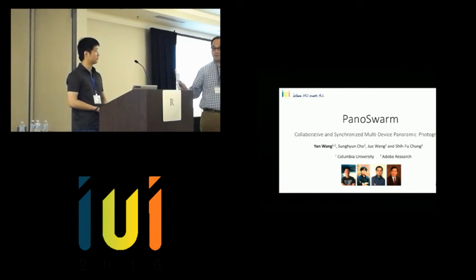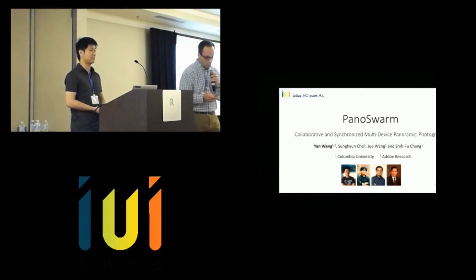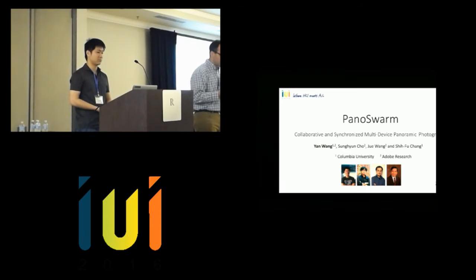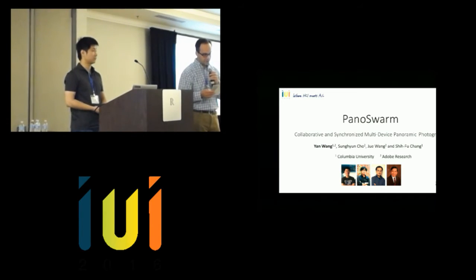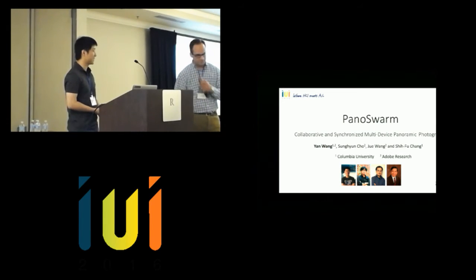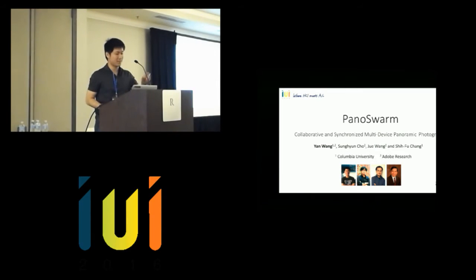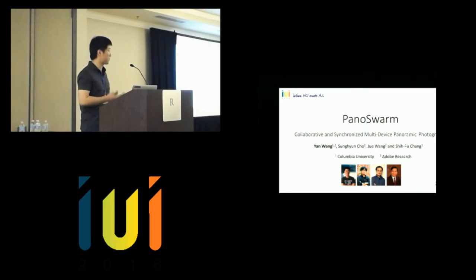And our first speaker today is Yan Wang from Columbia, and he'll be talking about a paper called Panoswarm, Collaborative and Synchronized Multi-Device Panoramic Photography. Thanks for the introduction. Good afternoon, everyone. I'm Yan from Columbia University, and it's my great pleasure to share our work, Panoswarm, with you guys and learn from you. Panoswarm is a system about collaborative and synchronized panorama photography, and it's a joint work of Columbia University and Adobe Research.